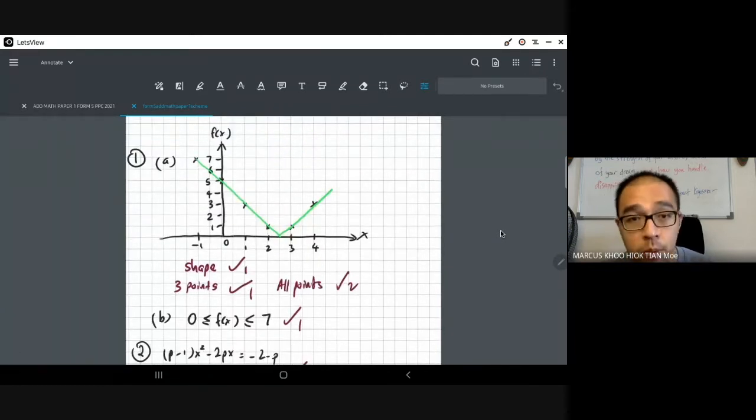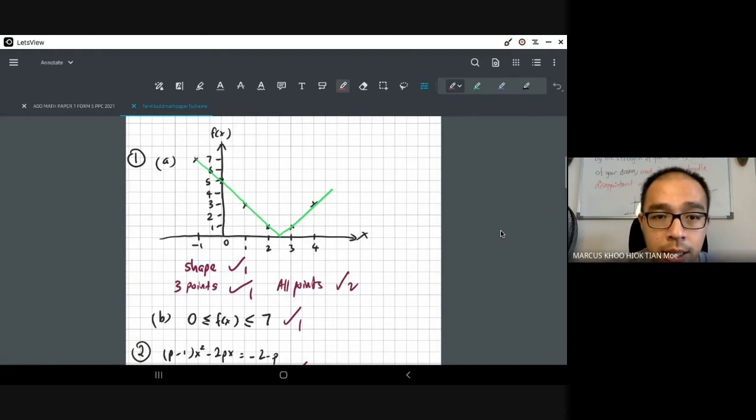The shape will be 1 mark. Okay, I need this V shape looking over here. This V shape looking is 1. If you plot 3 points correctly, any 3 points, you will get 1 mark. But if you plot all the points correctly, 1, 2, 3, 4, 5, 6, you will get 2 marks.